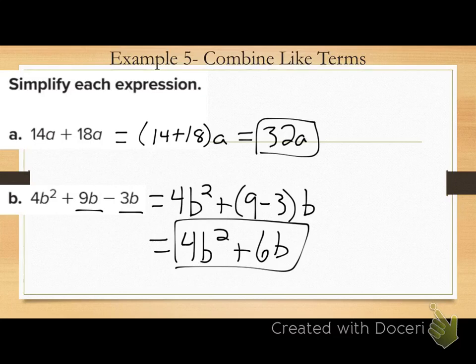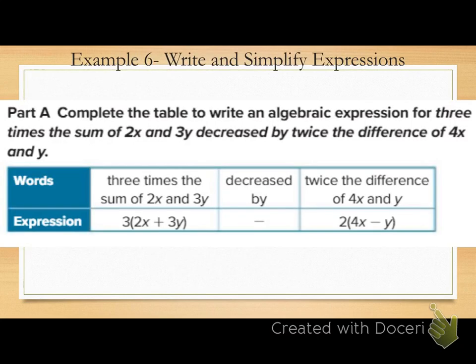Any questions on example 5A or B? How we feel about those two? Hopefully good. Okay, can I move on? Example 6. There's 2 parts to this example, and then I'm done with the notes for today.